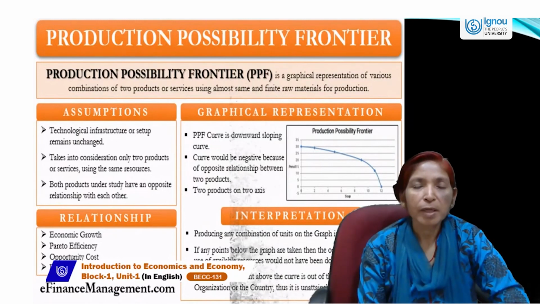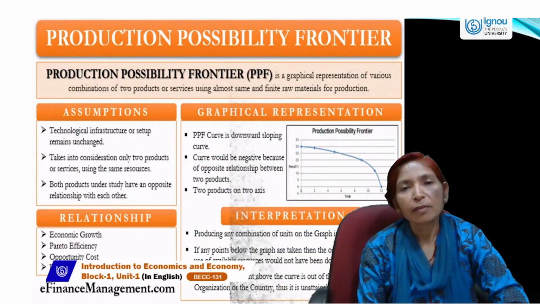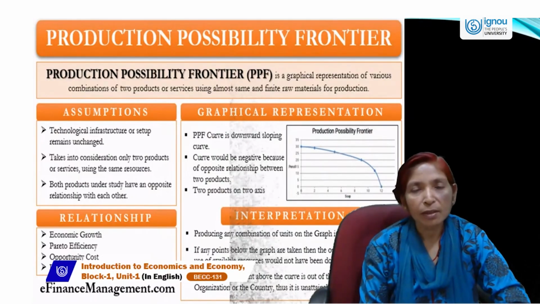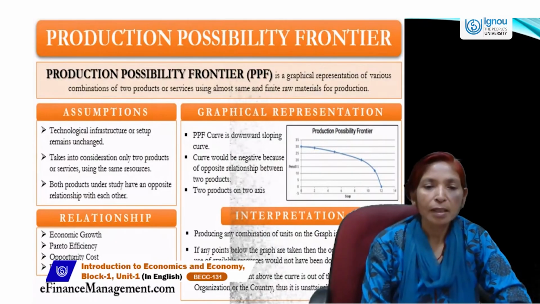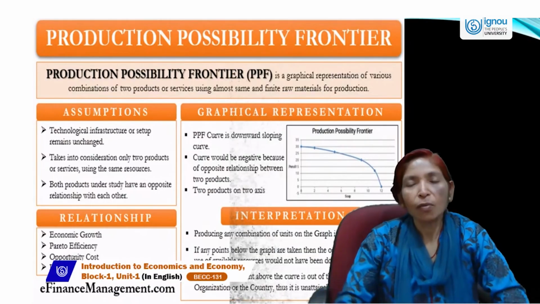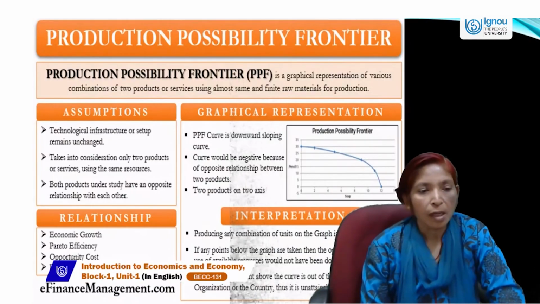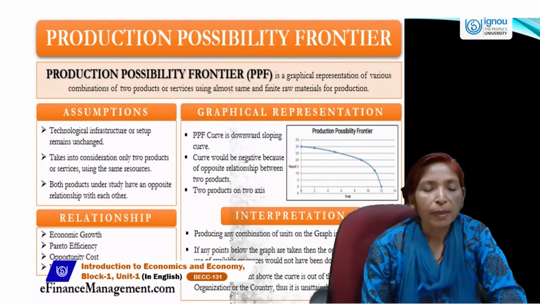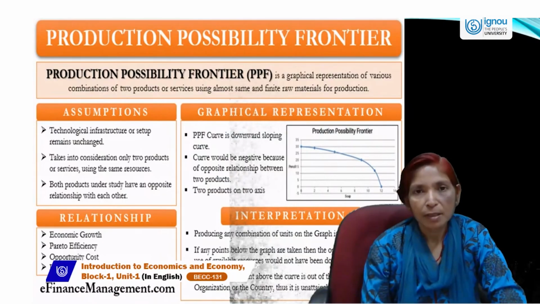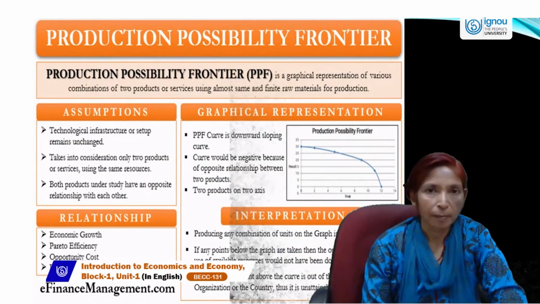And graphically, how can we present it? The production possibility frontier is always a downward sloping curve. This curve's slope is negative because of the opposite relationship between two products. And of the two products, we can take one on the x-axis and the other on the y-axis. And in relation to it we can show economic growth, Pareto efficiency, opportunity cost, and law of diminishing marginal utility. All these concepts are related with PPC.